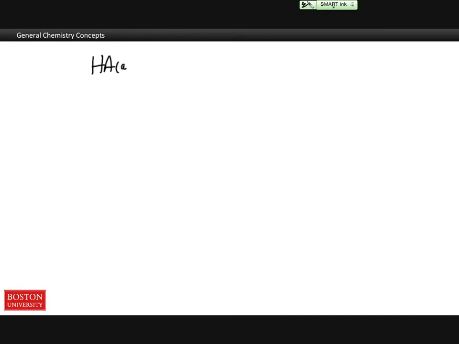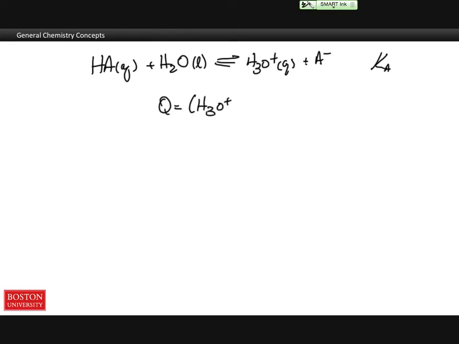So we've already said that this reaction is HA plus water in equilibrium with hydronium ion and conjugate base. We don't know what K is, but we do know that the expression Q is the activity of hydronium ion times the activity of the conjugate base over the activity of the acid.